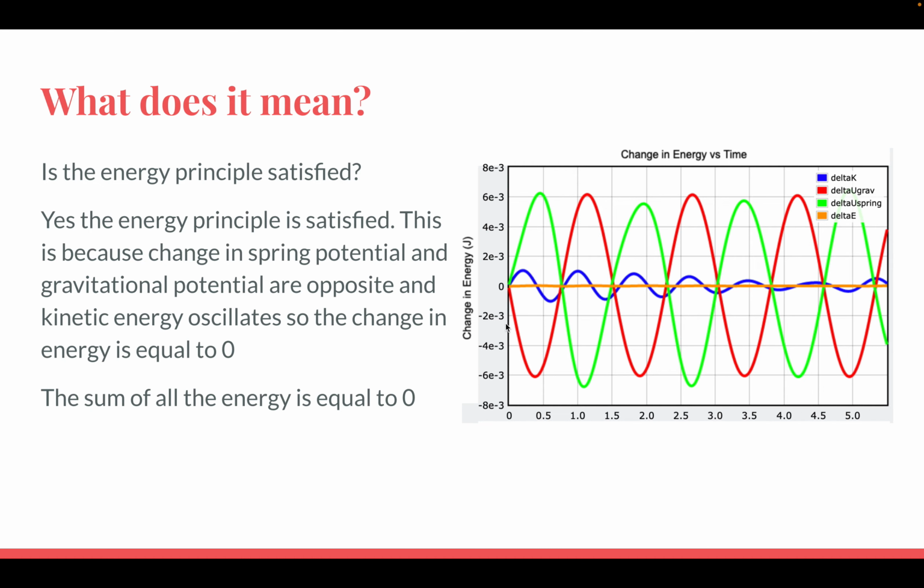Continuing on, what does it mean? Is the energy principle satisfied? In this lab, yes, the energy principle is satisfied. This is because the change in spring potential energy and gravitational potential energy are opposite, and kinetic energy oscillates, so the change in energy is equal to 0. In other words, the sum of all the energies in this lab is equal to 0. And the energy principle states that the total energy cannot go up or down, and it must stay the same. So the energy principle is satisfied.